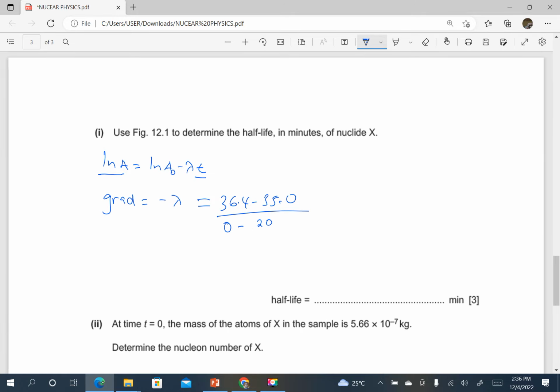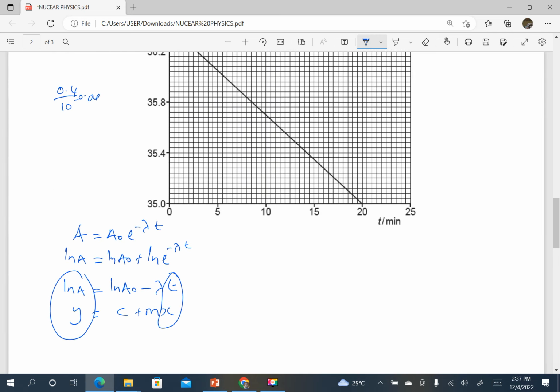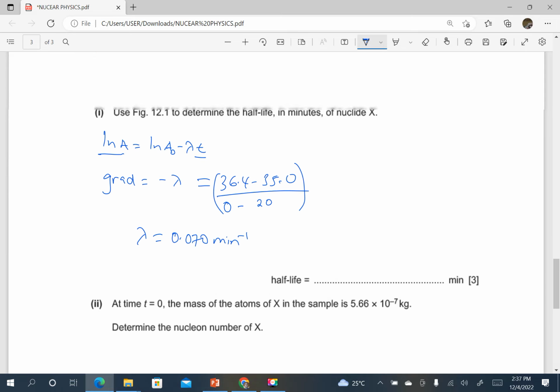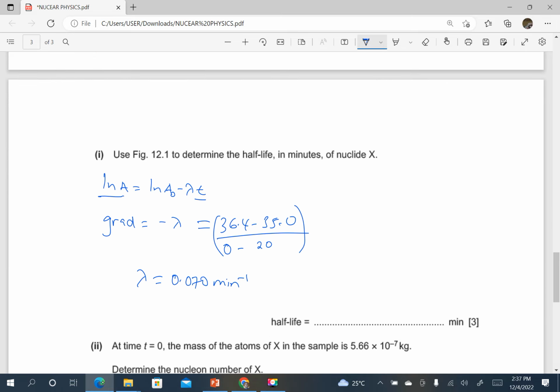So the gradient is negative, but gradient is negative lambda, so it means lambda is going to be equal to, the gradient itself is negative, but then there's a negative here, so lambda is 0.070 per minute. Decay constant is 0.070 per minute because I didn't change the values of time on the x-axis. On the vertical axis is ln, which is a ratio.